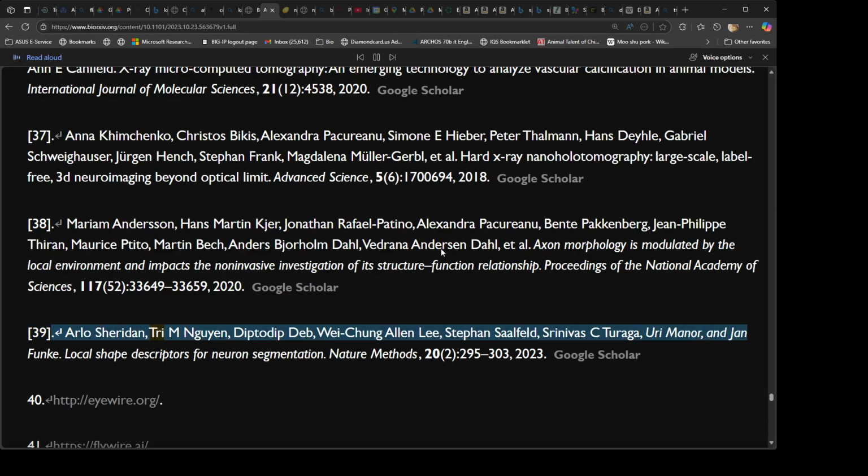Arlo Sheridan, Tri M. Nguyen, Dib, Wei-Chung Alan Lee, Stefan Salfeld, Srinivas C. Taraga, Yuri Manor, and Jan Funk. Local shape descriptors for neuron segmentation. Nature Methods, 20, 295-303, 2023. Google Scholar, 40.